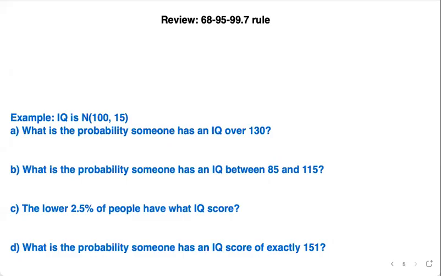Let's review the 68, 95, 99.7 rule because this relates right to a normal distribution. For example, IQ scores are normalized with a mean of 100 and standard deviation of 15. One thing I'd recommend doing is, if you recognize that answer choices talk about 68, 95, or 99.7, which relates to 1, 2, and 3 standard deviations above and below the mean.